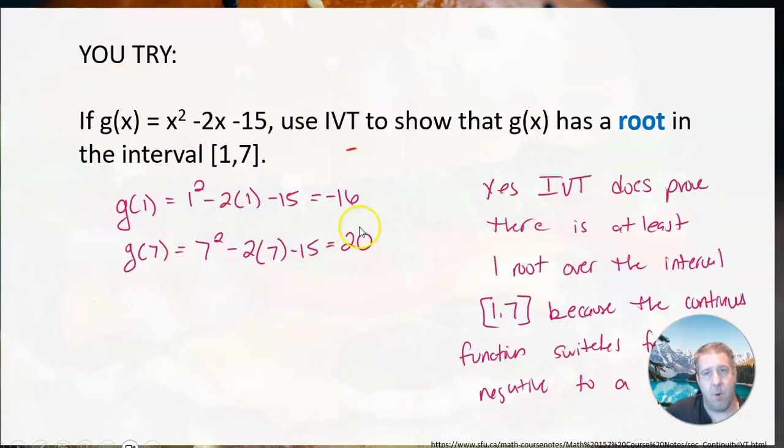All right, so I had one more. Once again, this is a very similar question to the last one. Root just means 0. So once again, we're looking for a 0. Is there a 0 in between -16 and 20? Yes, because I've already solved for g of 1 and g of 7. Yes, IVT can be applied because it is a continuous function. I know that because it's quadratic. And I know 0 is always in between a negative and a positive, which is something you're going to use a lot in future units when we start talking about critical value points.